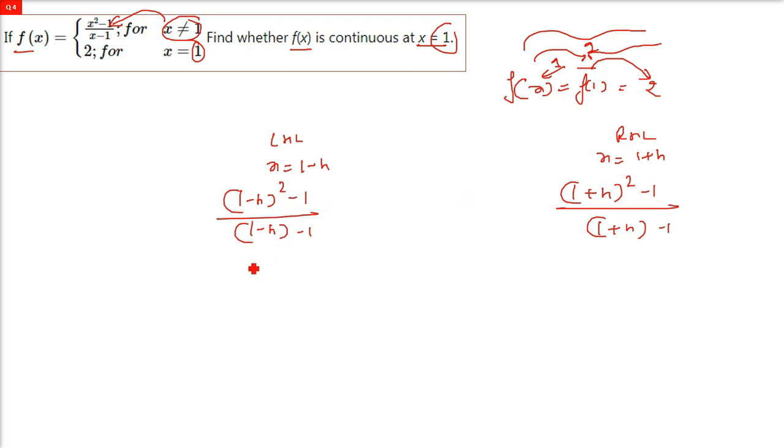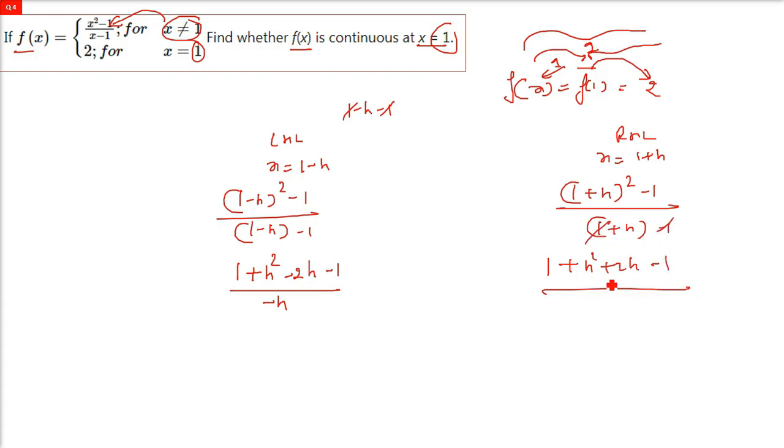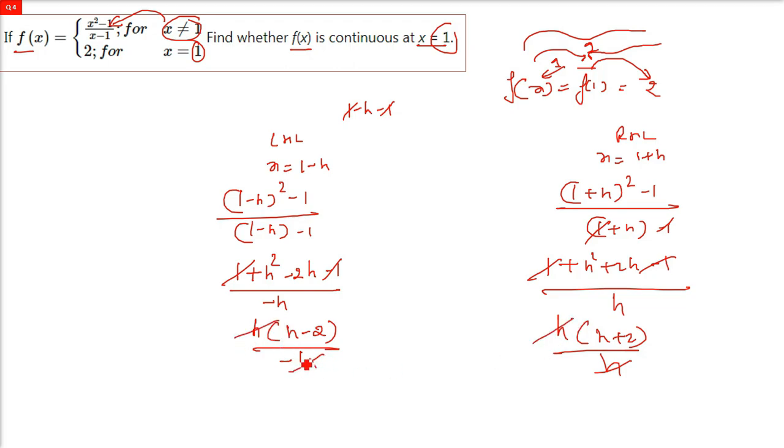What will this be? a square plus b square minus 2ab. So 1 square plus h square minus 2h minus 1 divided by 1 minus h minus 1. You can cancel 1 and 1. You will get negative h. Here a square plus b square plus 2ab minus 1 divided by h, the 1 and 1 get cancelled, you can cancel on both sides. This is h minus 2, I am taking h outside. Here also I am taking h common, so h plus 2 it will be. h gets cancelled. Now negative I am taking out in the numerator, so 2 minus h.